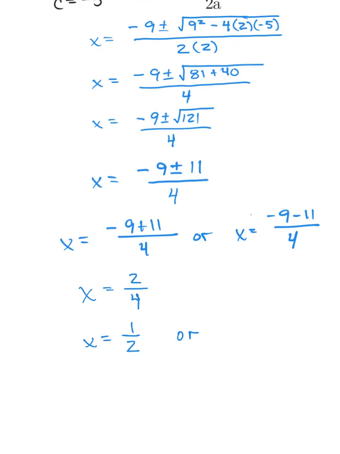Or, in the second one, we can combine -9 and -11. Since they have the same signs, we're going to add to get 20. We keep the negative sign, and we divide by 4. And we end up with x equals -5. So this problem has two solutions. They are both rational. We get x equals 1/2 or -5.